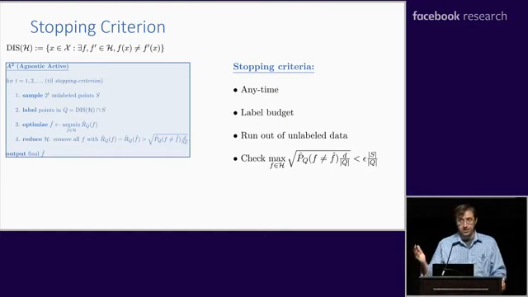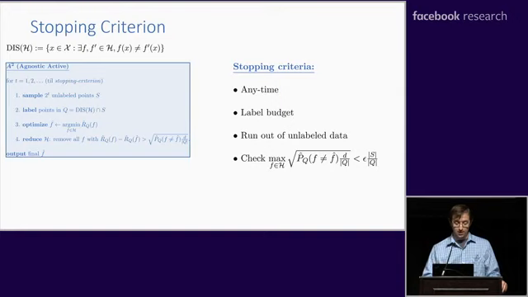You could set a label budget if you only can afford a certain number of labels, and it'll just run up until it makes that many queries. And again, you'll get a guarantee on that F hat in terms of what the label budget is. If you have a bounded amount of unlabeled data, of course, you can just run until you run out of unlabeled data, right? On each round, it's using some number of unlabeled samples. If you run out, it doesn't really make sense to cycle through the unlabeled data again. So you sort of have to stop if you run out of unlabeled data.